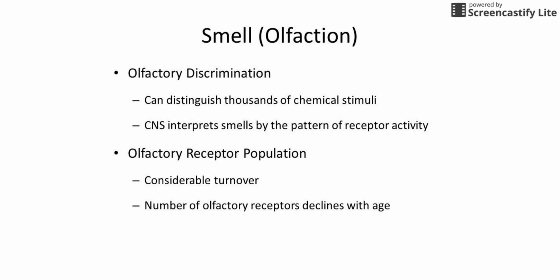Okay, the receptor population actually has turnover. So these are actually neurons that die off, and we actually rebuild them. There are some neurons that do that. Taste does that a little bit, but smell is our biggest one in terms of the number of cells that die off and keep rebuilding.